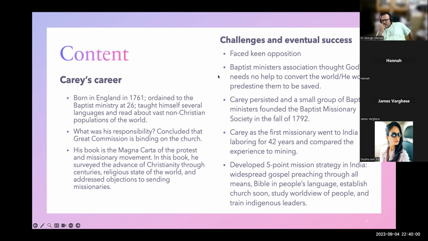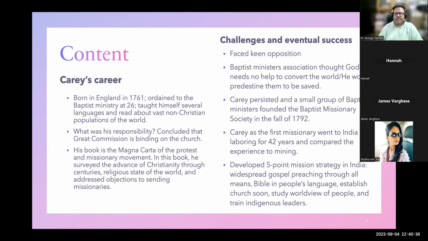So what happened was, he faced challenges, and the Baptist Ministers Association thought that God does not need any help to convert this world, and he would predestine them to be saved. That was a Calvinistic idea, which of course the Anabaptists also believed, and I think many of the Baptists may still believe that in terms of predestination. And the whole argument of the Calvinist and Arminian has been going on for centuries from Calvin onwards.